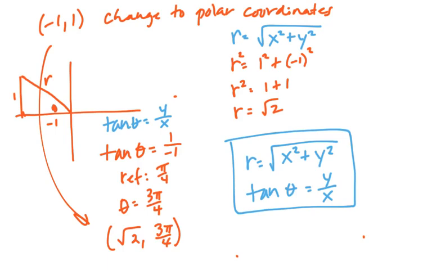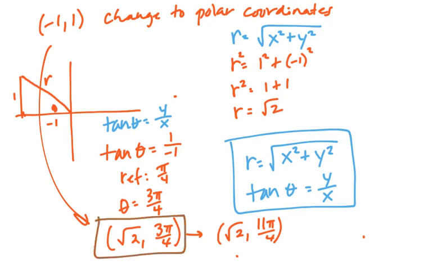But since we are in the second quadrant, we could also add 2 pi to it and say the square root of 2 and 11 pi over 4, and come up with other answers. But the first answer we got is your best answer. It is a positive r, and it is in between 0 and 2 pi. So that's our best answer.